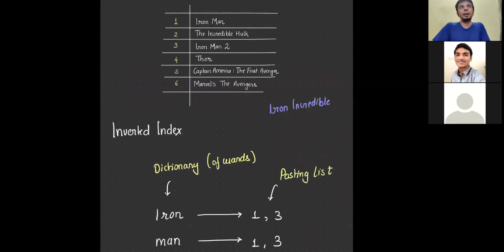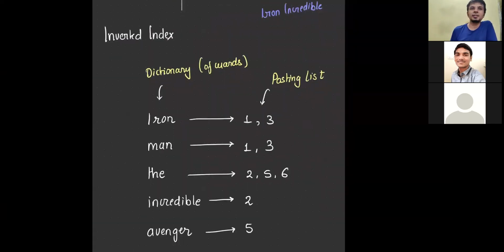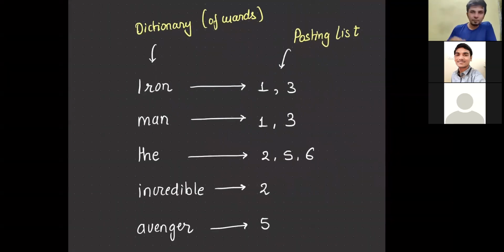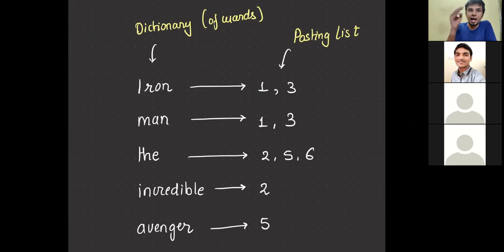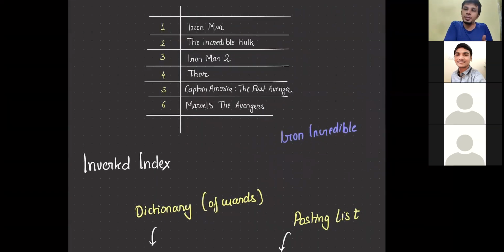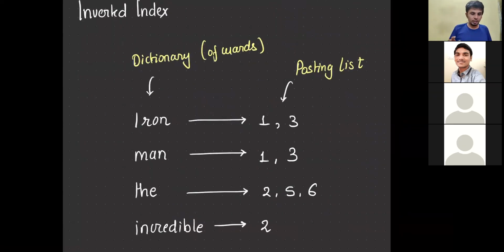Okay, that works well. But at first, let's remove the complexity of having a trie. It could be as simple as an index like this. We have all the possible words like Iron, Man, the, Incredible, Avenger. So each unique word in my corpus, and against that, I would store the document IDs in which it is present. Basically what we are doing is creating an index out of it. This index is called an inverted index. So it stores that the word iron is present in document 1 and document 3. The word the is present in documents 2, 5, and 6. This is what is called an inverted index.